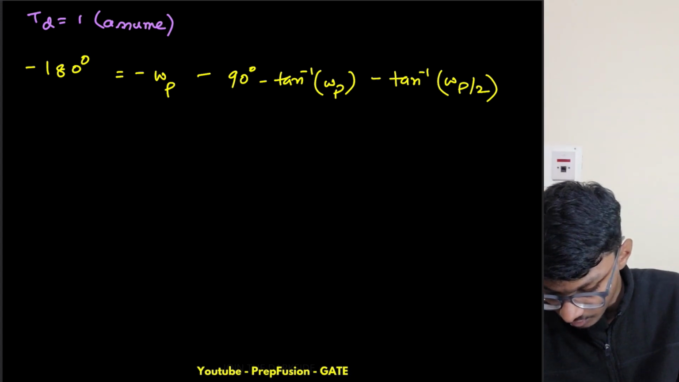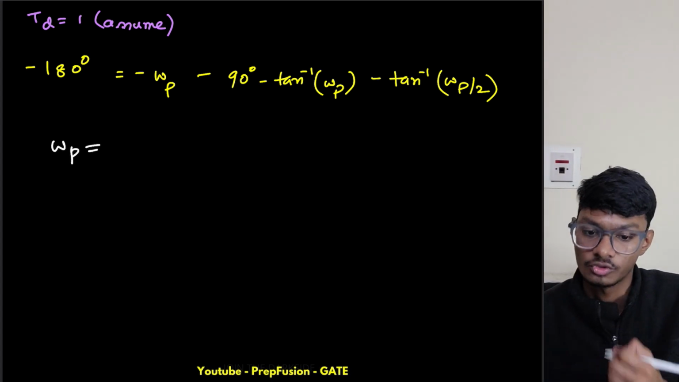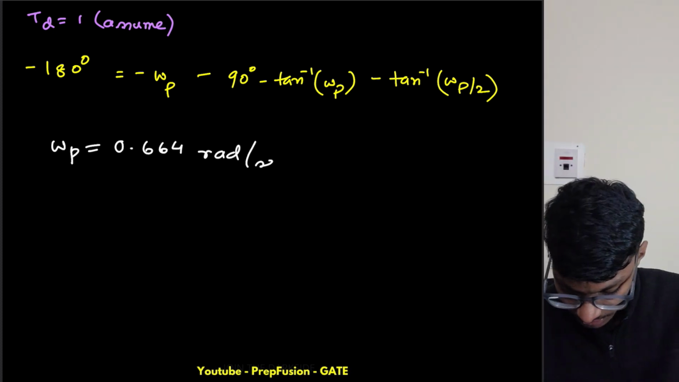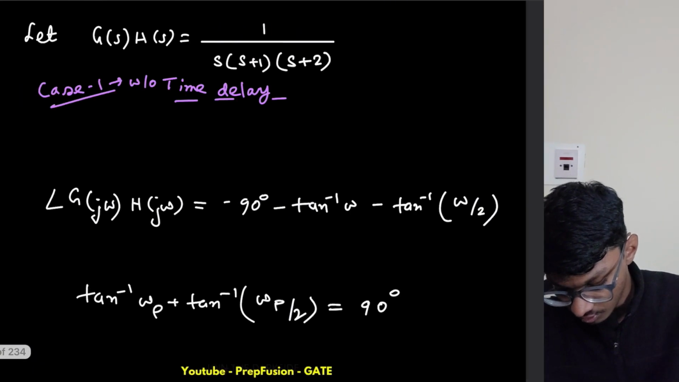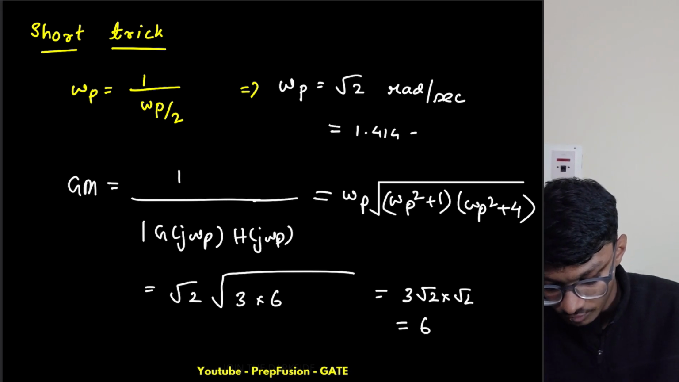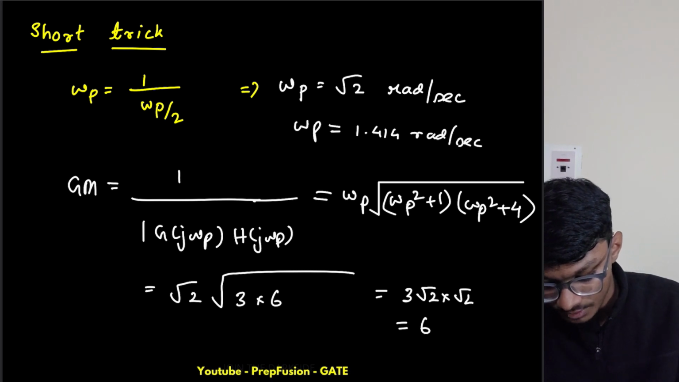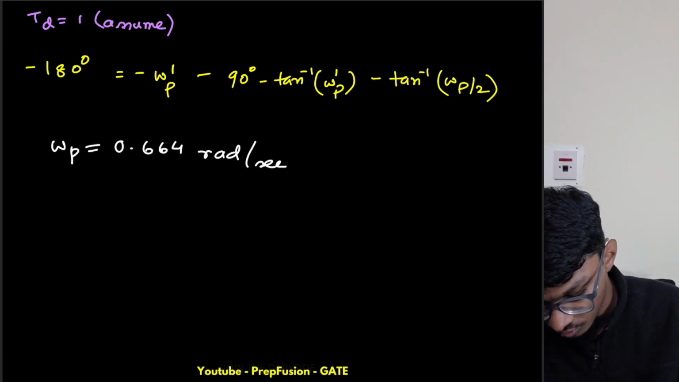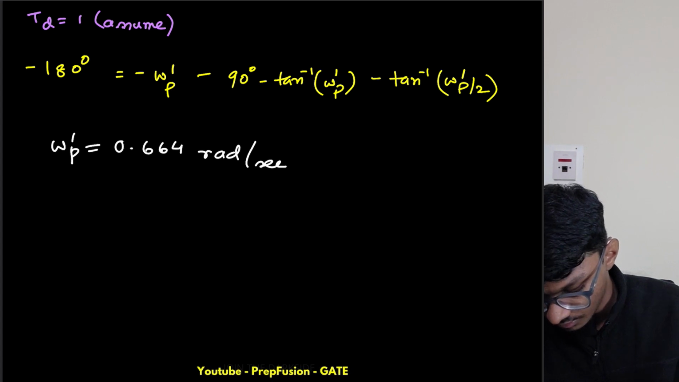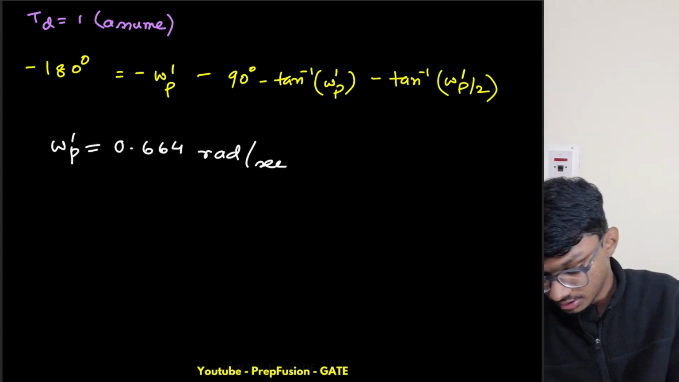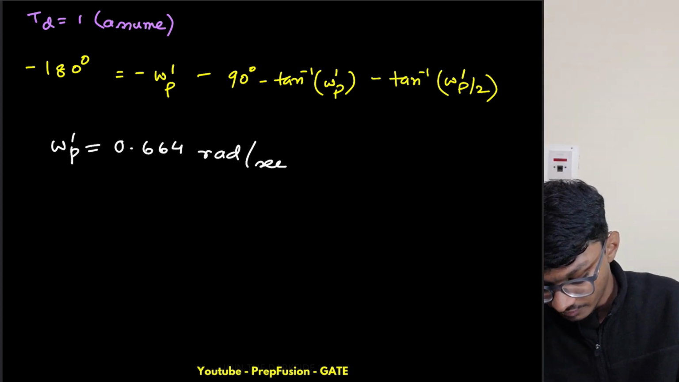So if you put it in an online calculator, my phase crossover frequency comes out to be 0.664 radians per second. Now here it was under root 2 from what I remember, which means 1.414 radians per second. Now I should change this to omega p dash, else we will get confused. So what do I observe here? Due to this time delay, my phase crossover frequency reduces.